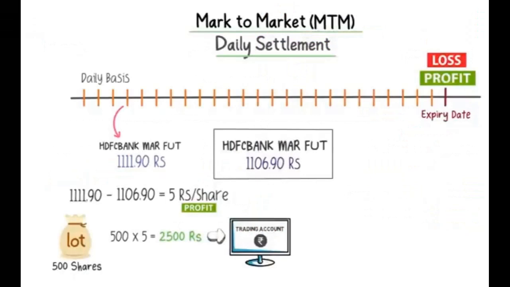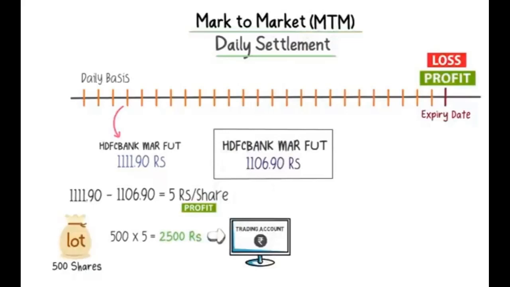Mark to market, MTM. Mark to market is called MTM. So how to calculate MTM? So in futures, there will be daily settlement. So the stockbrokers will calculate the MTM on a daily basis. Meaning, if the stock price has increased, the amount will be credited to your demat account, and if the stock price has decreased, the amount will be debited to your account.